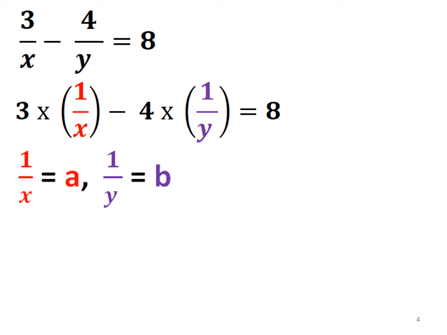Instead of writing 1 upon x, I can substitute 1 upon x as a and 1 upon y as b. Substituting the values of a and b in my above equation, I get the new equation as 3a minus 4b is equal to 8.